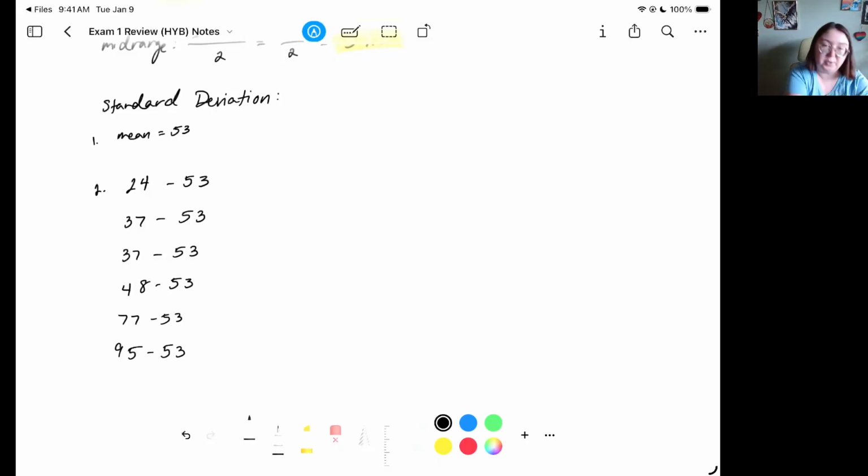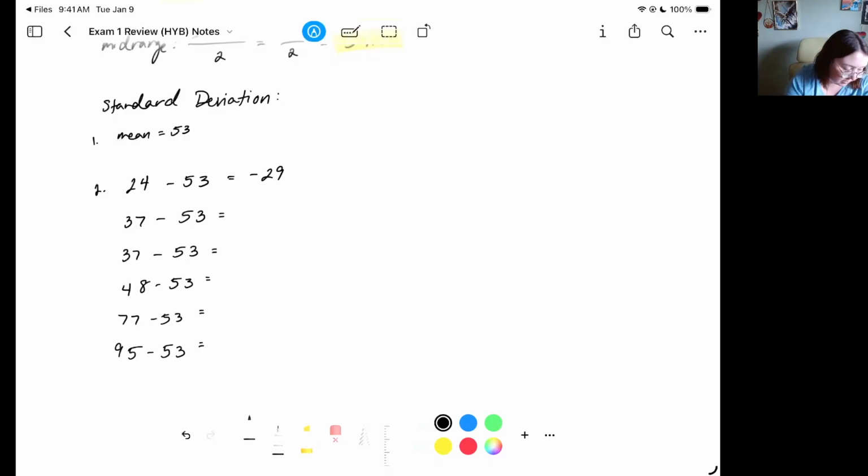Step 2 is to subtract the mean from every value that you were given. And then you're going to find that value from subtracting. Right? Calculators are brains. Any way that you want to do it, you want to subtract these values. So 24 minus 53 is going to be negative 29. If something is negative, you want to leave a negative.